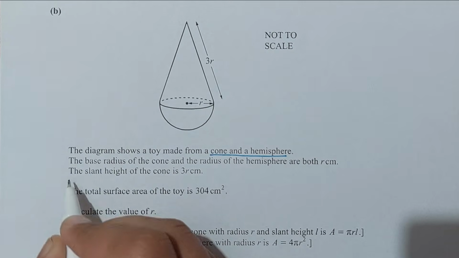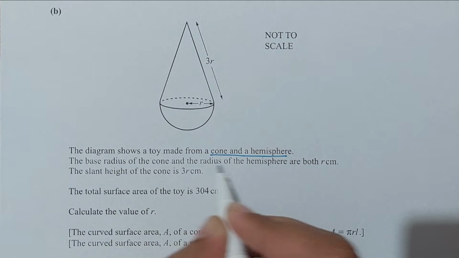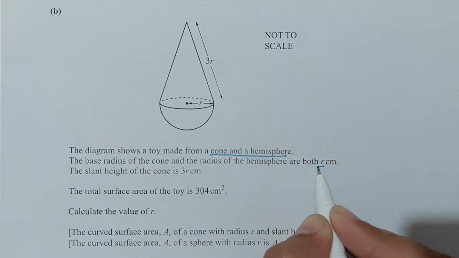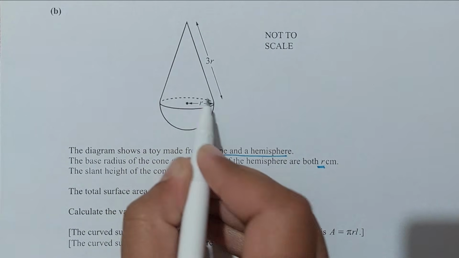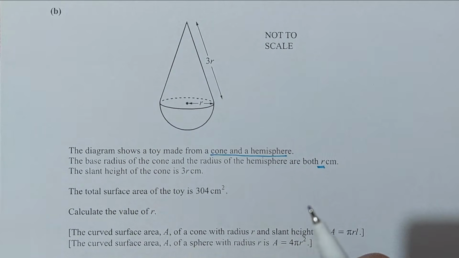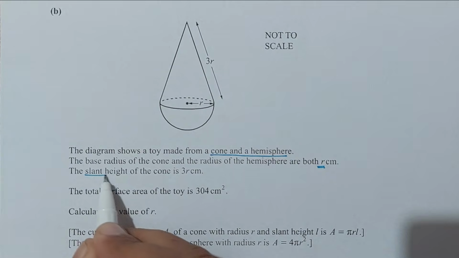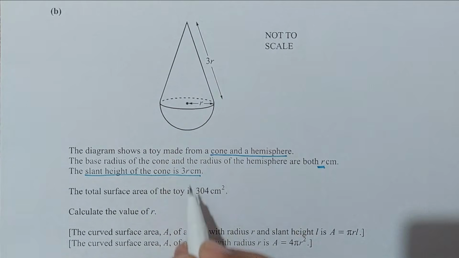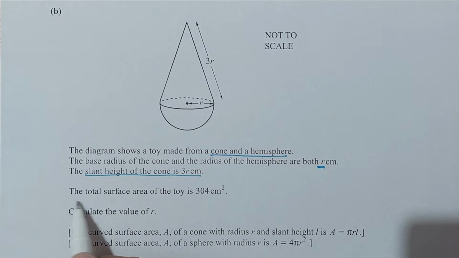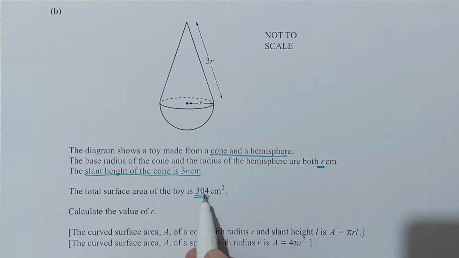It's a toy. The base radius of the cone and the radius of the hemisphere are both r centimeter. The radius of this cone and the radius of this hemisphere is same. The slant height of the cone is 3r centimeter. The total surface area of the toy we have is 304. Calculate the value of r.